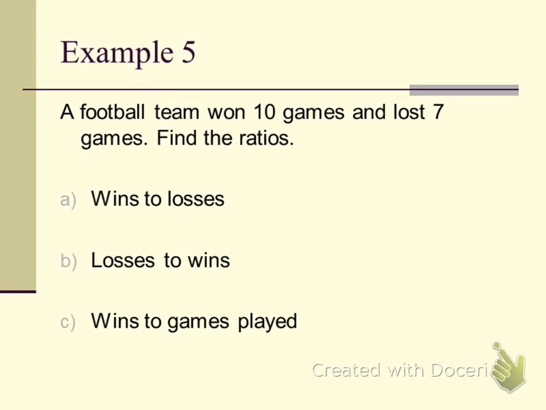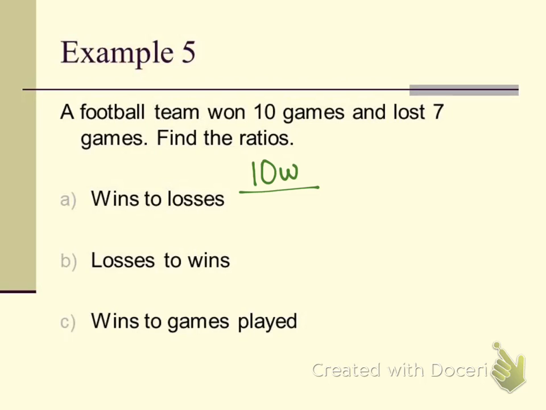Okay, so in this problem, we are given a few numbers in the directions. We are given the number of games that this team has won and the number of games that this team has lost, and we're asked to write some ratios. So the first one we want to write is wins to losses. Whatever they ask for first is going to be the first number we use. So which number represents wins? 10. So my first number will be 10. 10 wins. You can write 10W if you'd like.